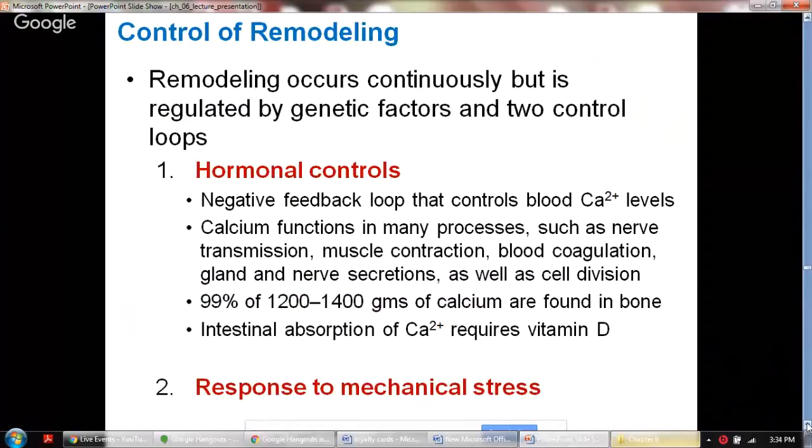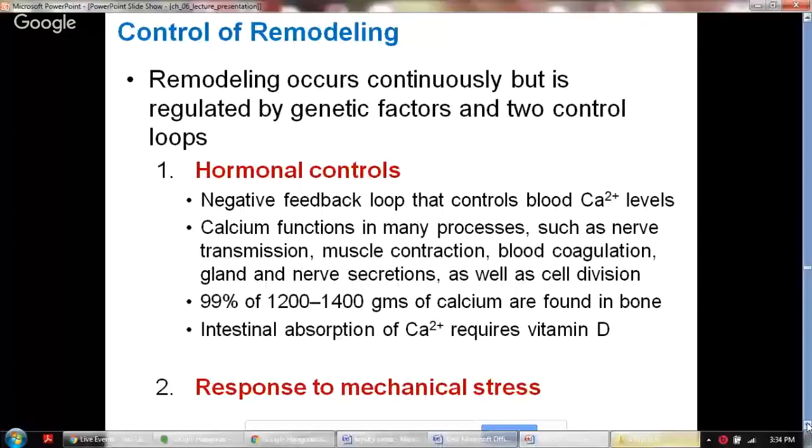Remodeling has to be controlled and it occurs continuously, but it is regulated by genetic factors and two control loops. The first one is hormonal control. The second one is a response to mechanical stress. With regard to hormonal control, it's considered a negative feedback loop, which controls the blood calcium levels. And of course, everybody knows that calcium is important for many cellular and body functions: nerve transmission, muscle contraction, blood coagulation, as well as cell division.